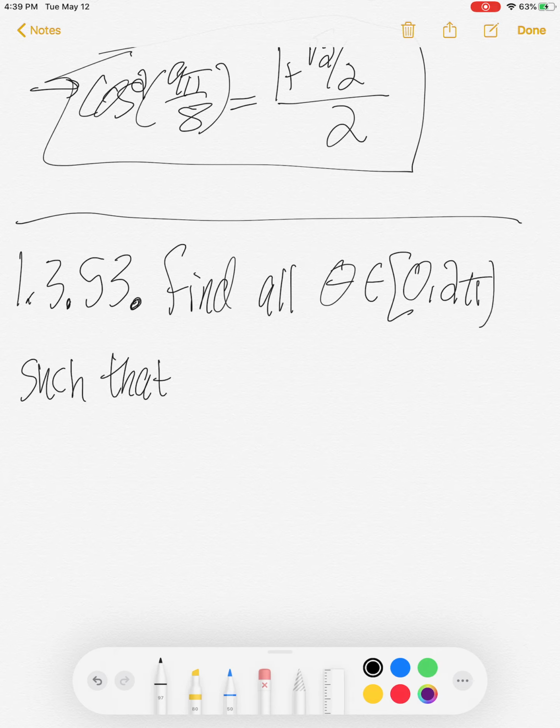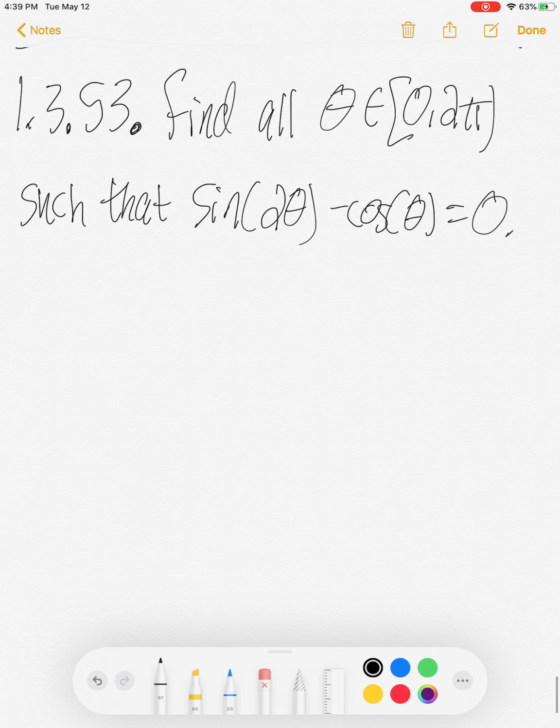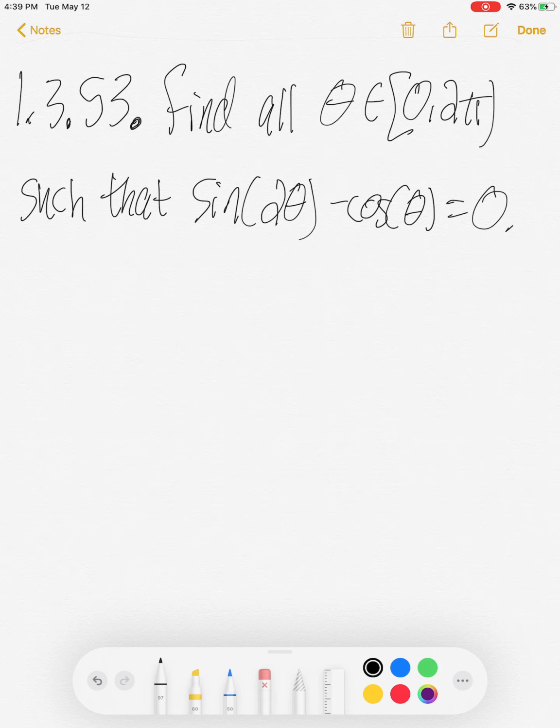So we are going to find all theta between 0 and 2 pi such that sine 2 theta minus cosine theta equals 0. So that is our mission if we choose to accept it. Of course we choose to accept it. Who wouldn't accept such a fun mathematical mission?